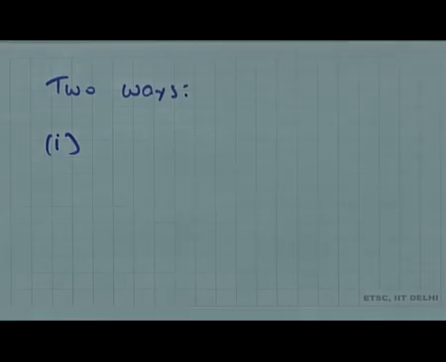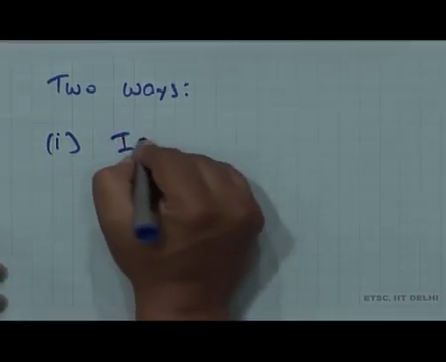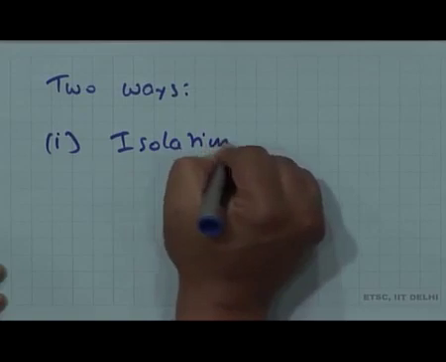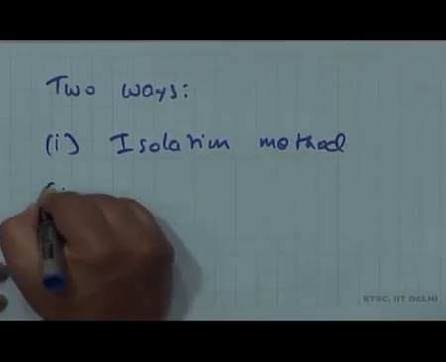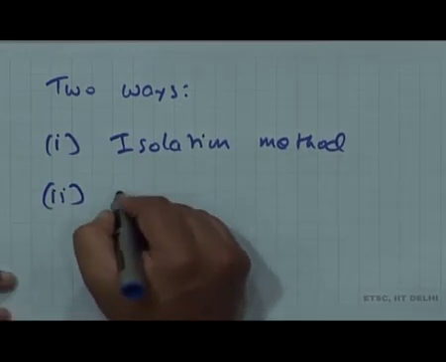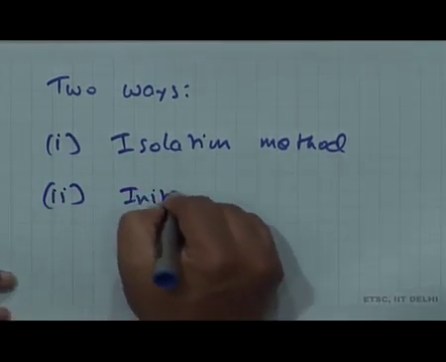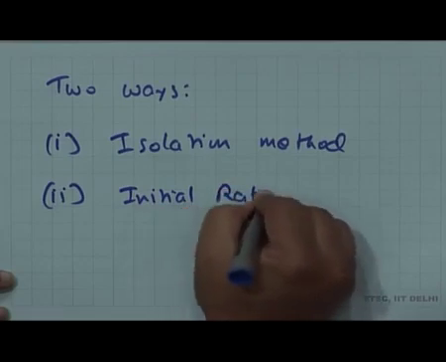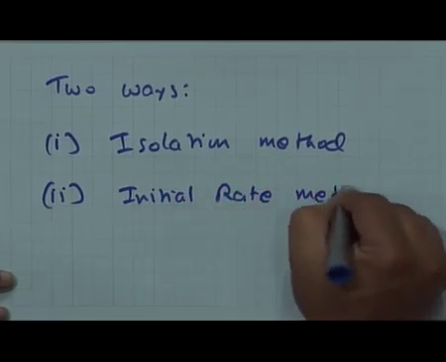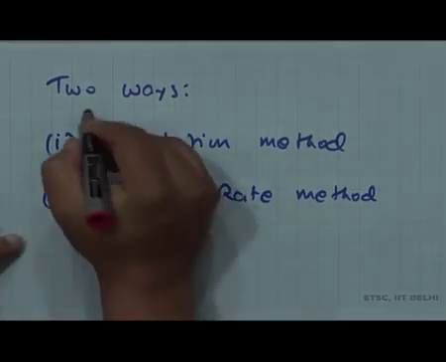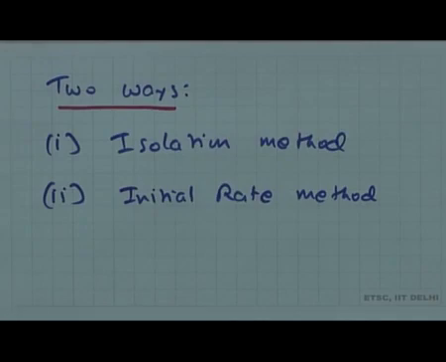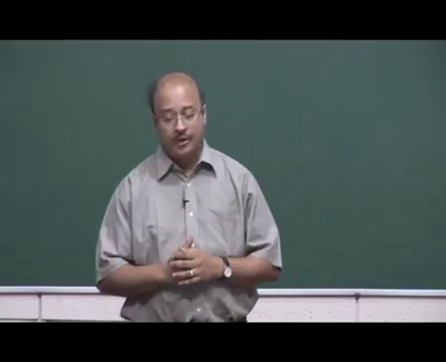Number 1, it is referred to as the isolation method, and number 2, it is referred to as the initial rate method. We will look at these two ways separately, and then another feature of these rate equations would come from here.